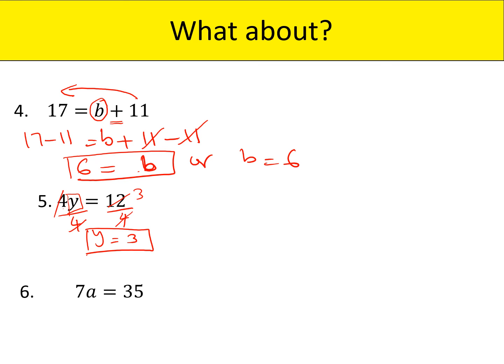Next I have 7a equals 35. 7 and a are multiplying. I need to move this 7 from here. It is multiplying with a. When I move it to the other side, I have to divide. So 7a divided by 7, 35 divided by 7. 7 and 7 got cancelled. a equals 5. 7 times 5 is 35. So this is the answer.